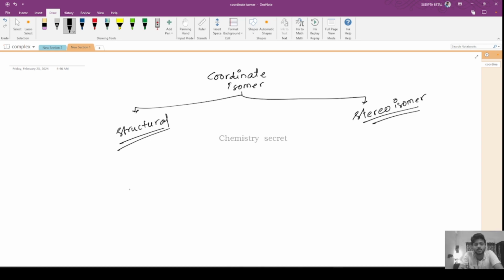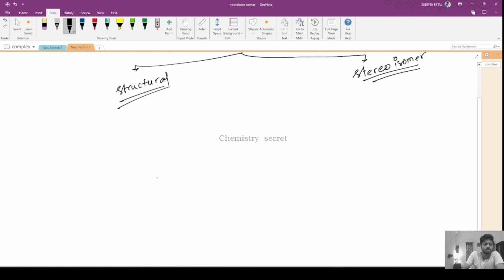The structural isomers are divided into some categories, which are known as ionization isomer, hydrate isomer, coordinate isomer, linkage isomer, polymerization isomer, etc. Okay, so we will discuss the types of isomers one by one and take some examples of every isomer. So first we discuss structural isomer, and under structural isomer we discuss the ionization isomer.